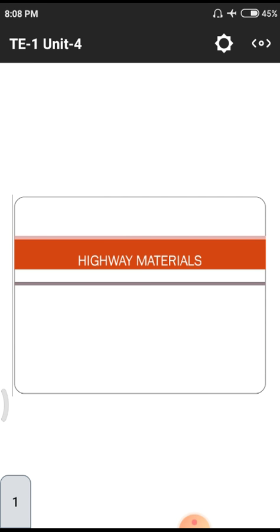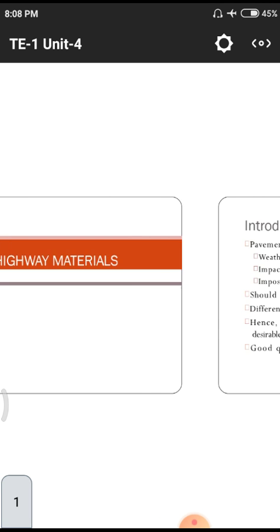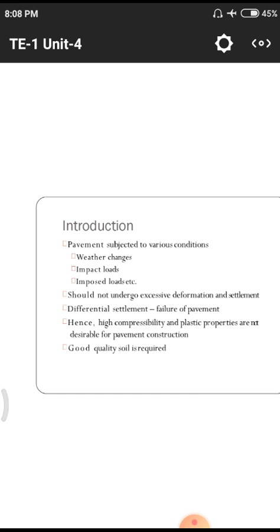Normally we have two major kinds of roads. The first one is rigid pavements, and after that we have flexible pavements. So we will see how rigid pavements are constructed and how the other pavements are constructed, and what the major difference between those two kinds of pavements is. First of all, we have to give some introduction about these pavement materials, so that we know what conditions the pavement is subjected to.